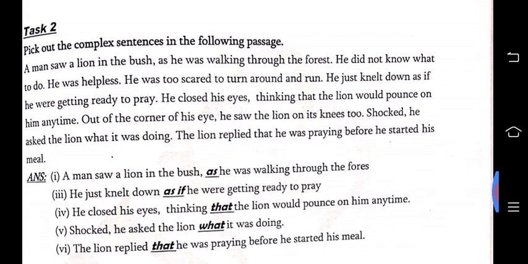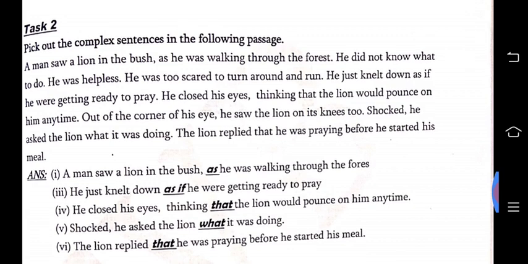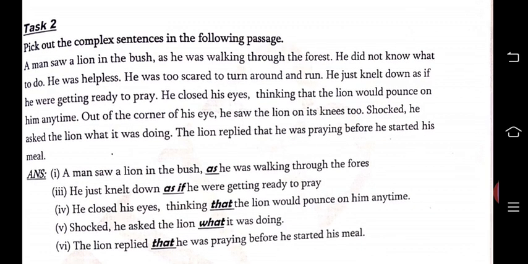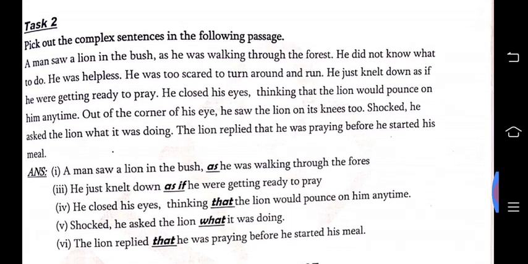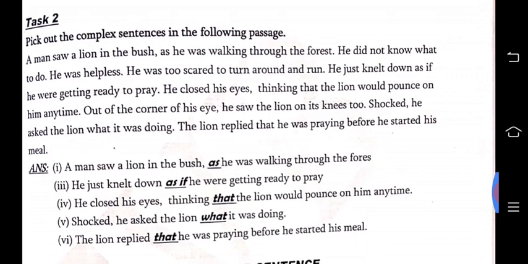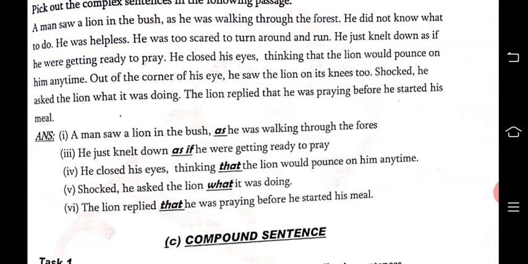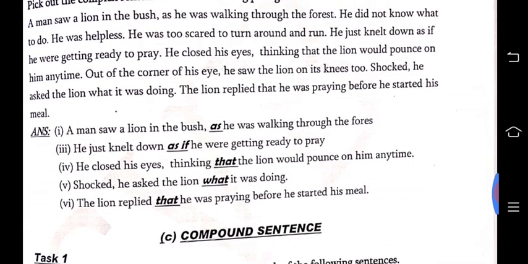See, a man, subject, saw, verb, and what he saw: a lion in the bush. So subject, verb, and then object. So it consists of the main clause. Whereas the subordinate clause should have a subordinate conjunction, subject, and then the sequence. So the subordinate conjunction is "as," the subject is "he," and "was walking through the forest" is the sequence of the sentence. So one subordinate clause and one main clause make a complex sentence.